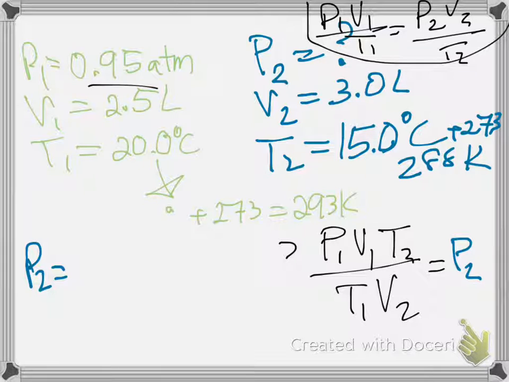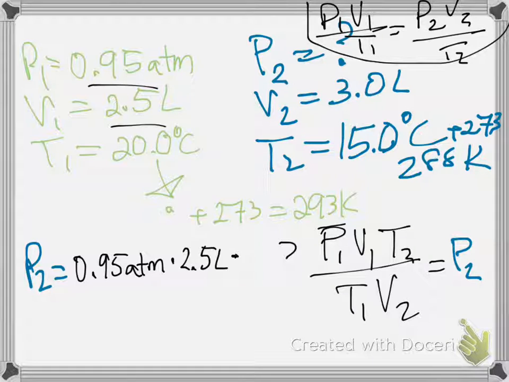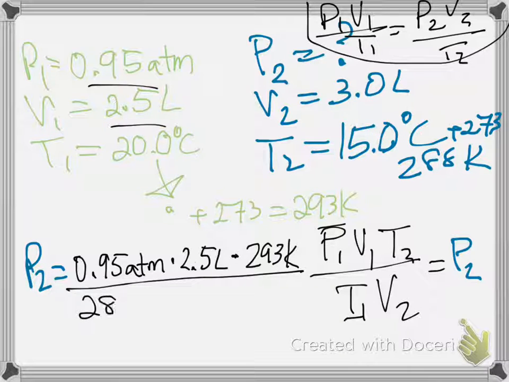So we said P1 is 0.95 atmospheres, V1 is 2.5 liters, and T2 is 293 K. And then all of that is divided by T1, which we said is 288 K, times V2, which we said was 3 liters. It's right here.